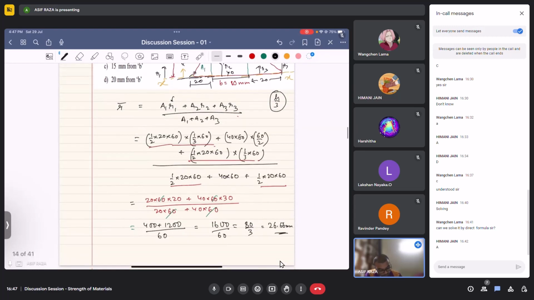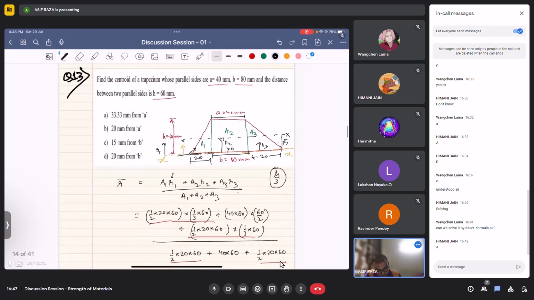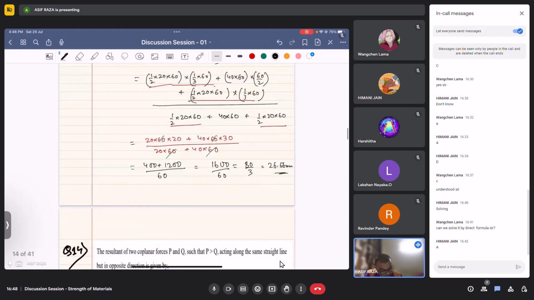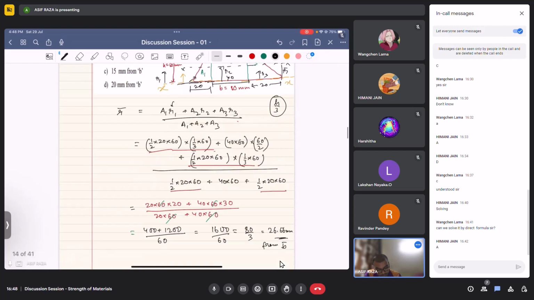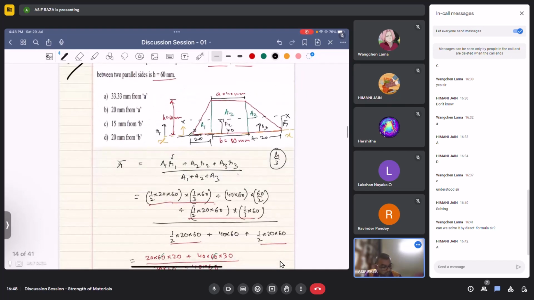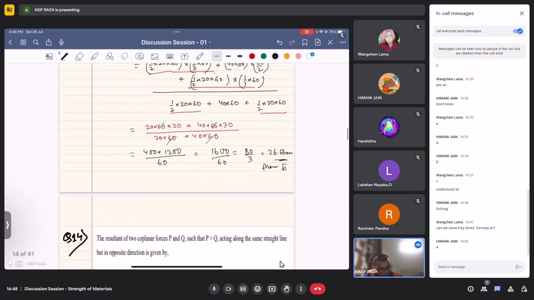So this is from here, right? So 26.6 mm from B side. This one. I took my origin as B, right? So from B it is 26.6 mm.